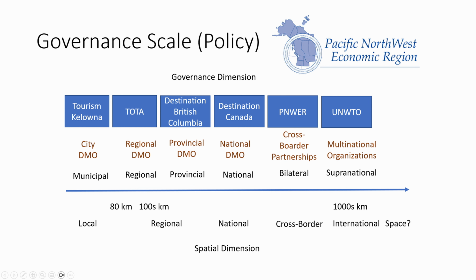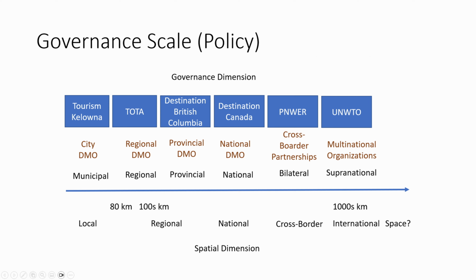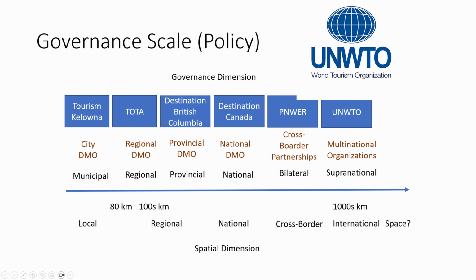Bilateral partnerships connect tourism organizations at various levels of scale across borders. Finally, supranational organizations have the broadest scope of planning and policy. The United Nations World Tourism Organization, for example, works at connecting its global partners across the tourism industry in policy and planning matters. They're an interesting case because while they're a supranational governmental organization, they have very little power because they cannot impose their policies on governments of sovereign countries.